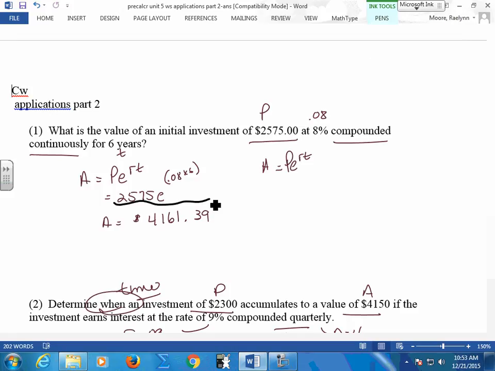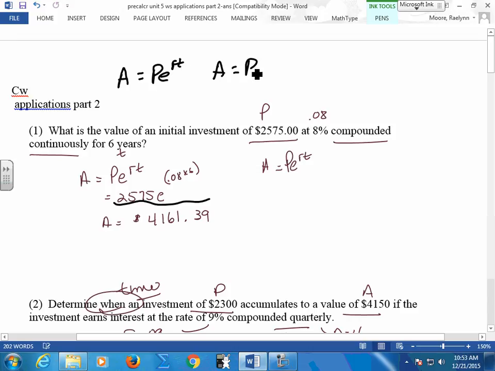You do have to know the other formula, the accrued interest formula, the compounded interest formula. Make sure you know both of those.